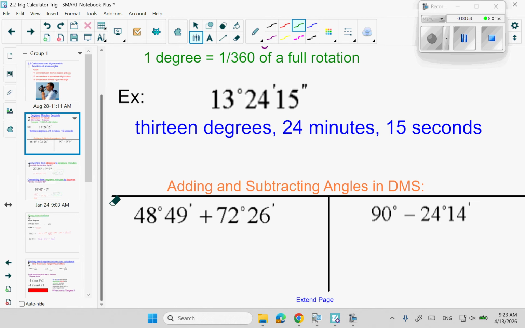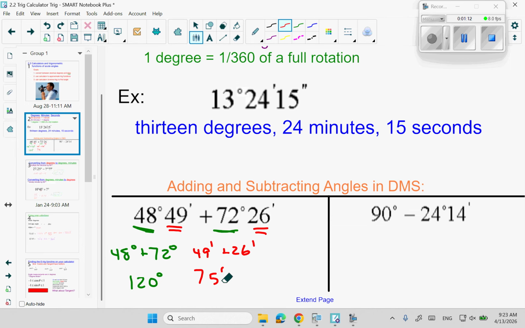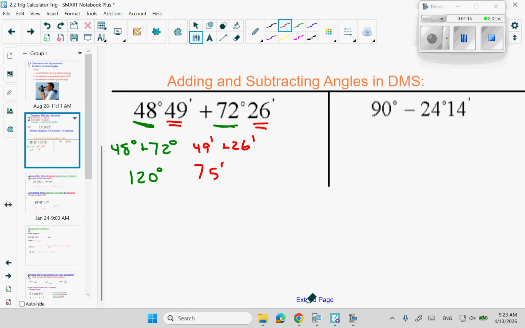So when I go to add, I would add like terms. So 48 degrees and 72 degrees get combined. So that'd be 120 degrees. And then I would add the minutes separately. So 49 minutes plus 26 minutes gives me 75 minutes. However, we only consider it when it's less than 60. So I'm actually going to do 75 minus 60, and that turns into 15.